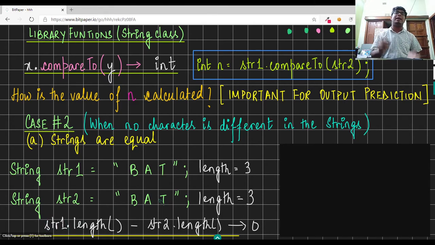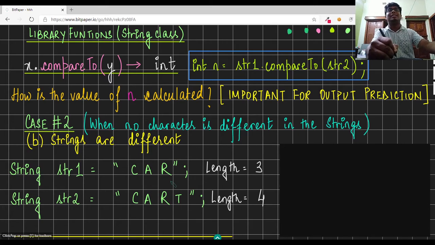Now, there can be another point where no character is different in the two strings. So let's say, for example, we have two strings where the first string is car and the second string is cart, right? You see, both strings have the same characters, but differ in just the T. But there isn't any fourth character in str1, so we cannot really say that the characters between these two strings are different, right? At least some of it matches. A complete string matches with another string, right?